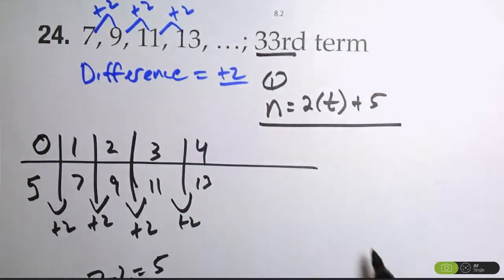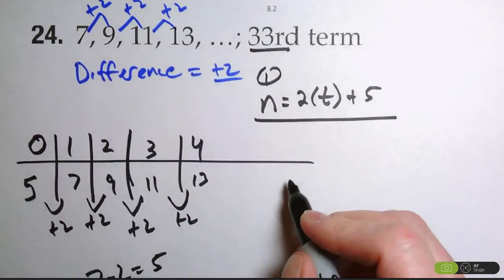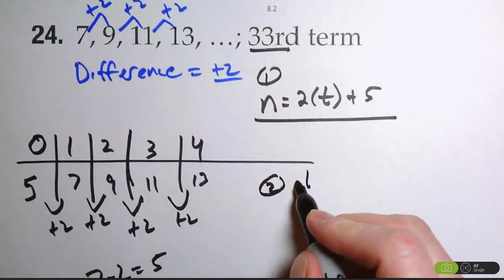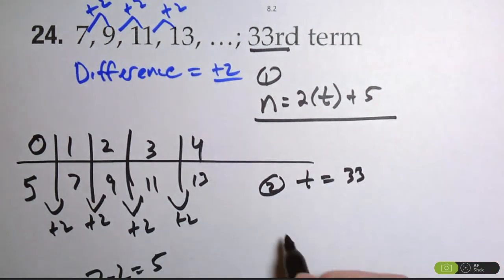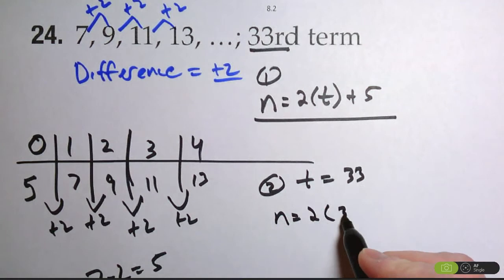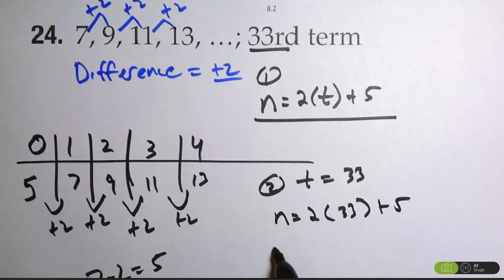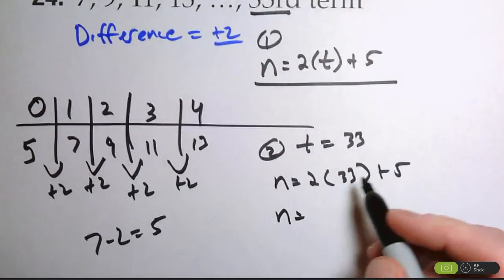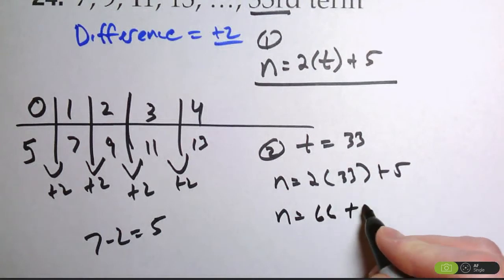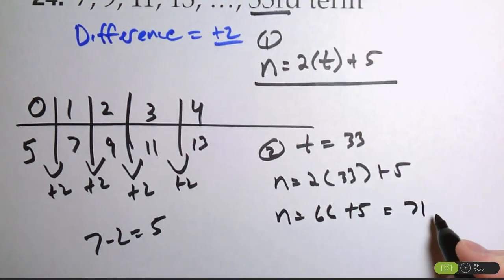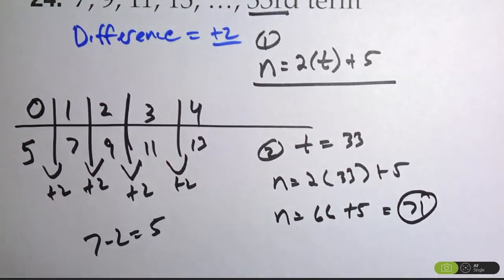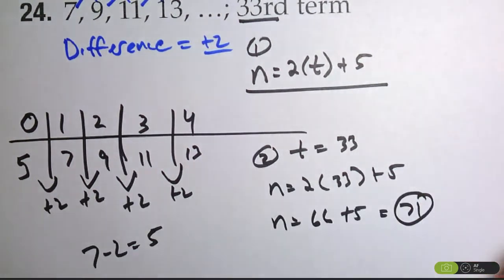The second part says, okay, find the 33rd term. What that means is let t equal 33. Two times 33 is 66, plus 5 is 71. So I could list them all out, or there we go, there's a little formula for it.